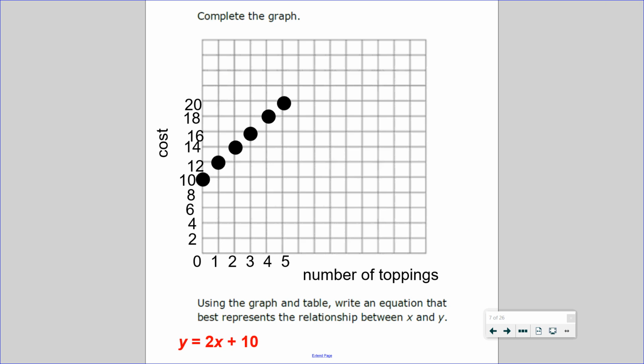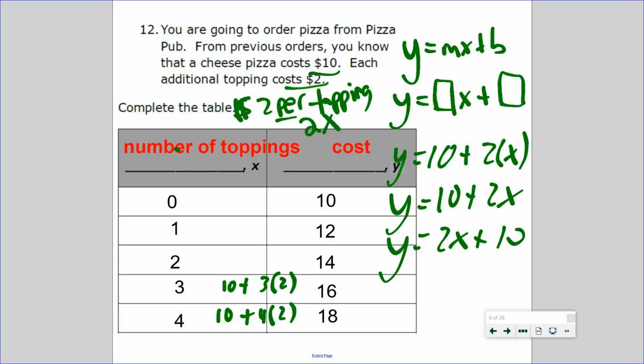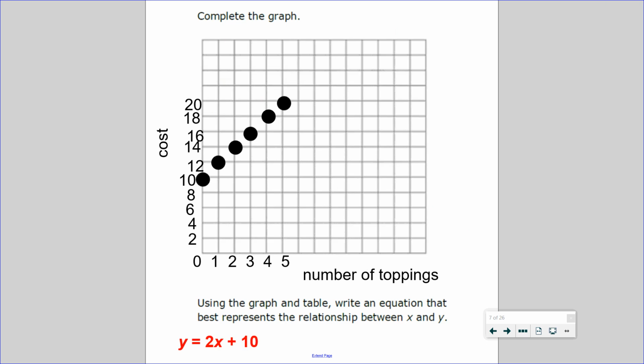So we are going to graph this table. X is the number of toppings, cost is the y, so x, y. Notice I label the side of it. You're not going to have to do that on a test, but it's very important that you know you're supposed to label it. So 0 toppings cost $10, 1 topping costs $12, 2 toppings cost $14, 3 cost $16, 4 cost $18, and 5 cost $20. Do I connect the dots?